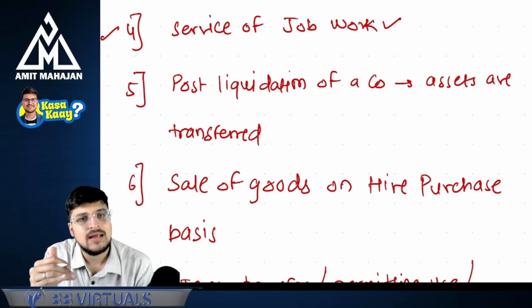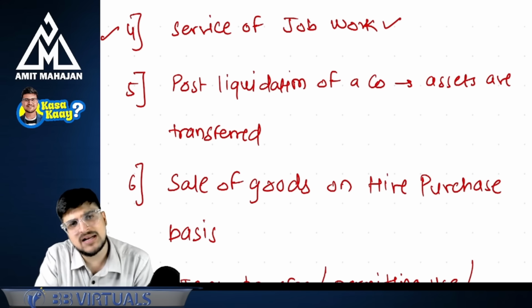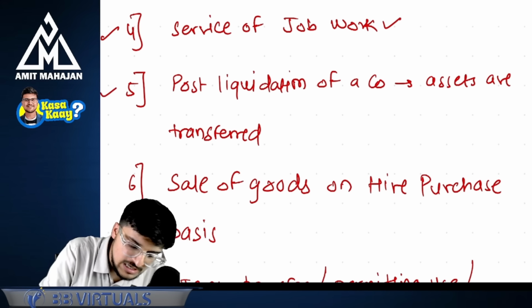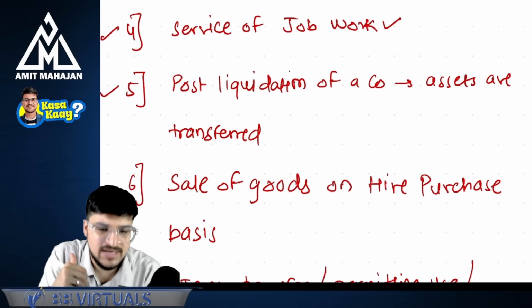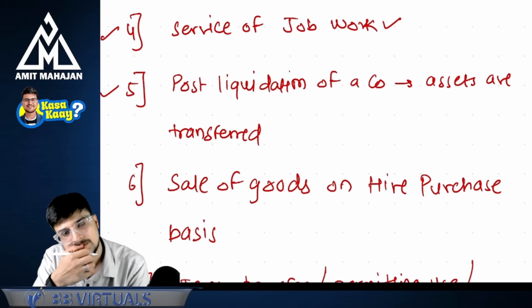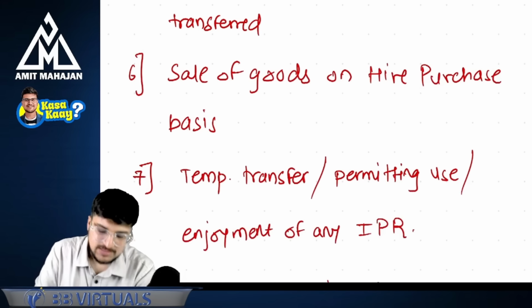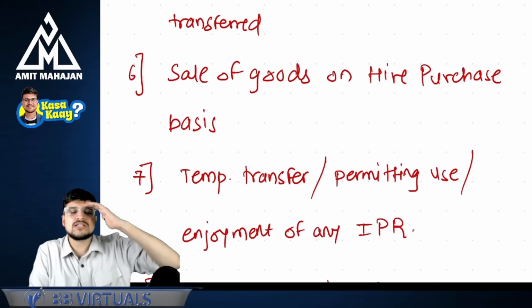Point number 5, post liquidation of the company. There is a liquidation of the company and there are assets and those assets are transferred. If those assets are transferred, ultimately these are goods only, no? This will be considered as supply of goods. Correct?